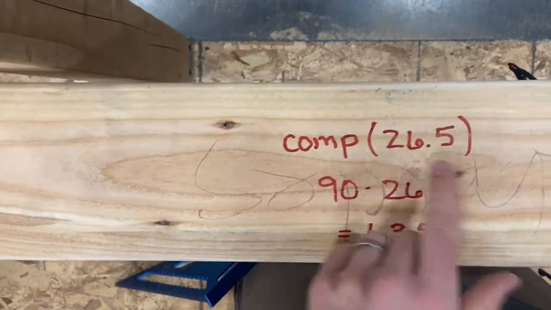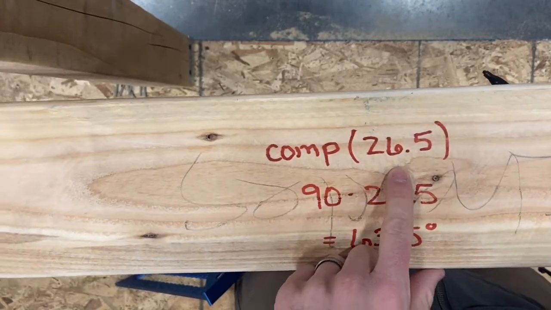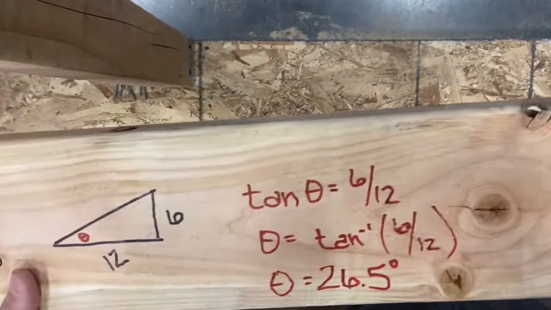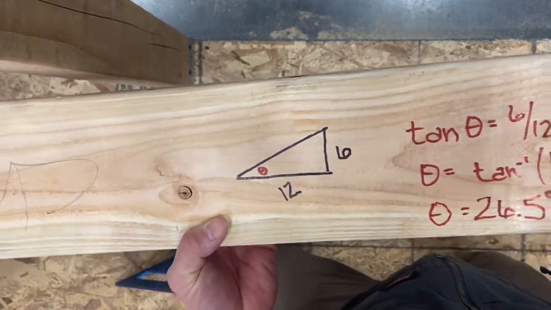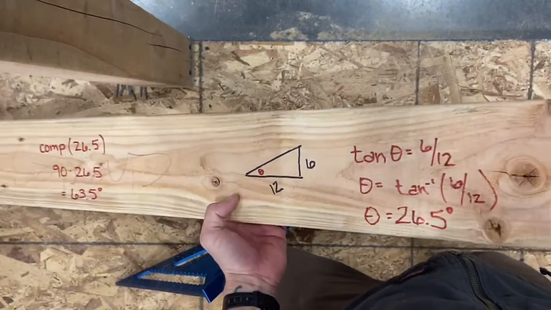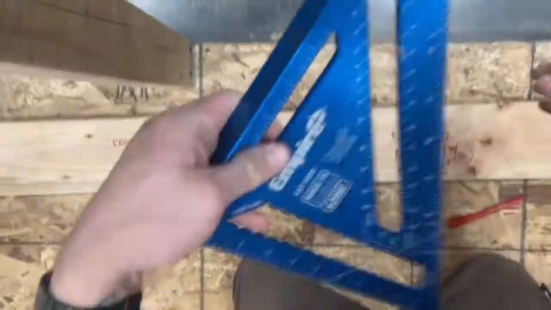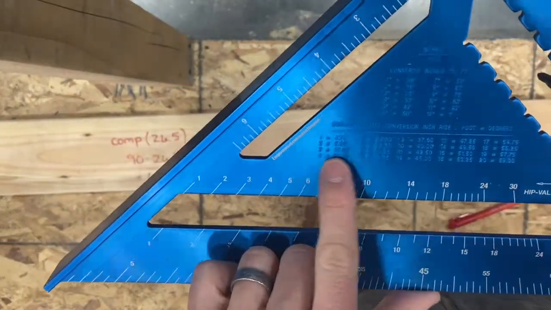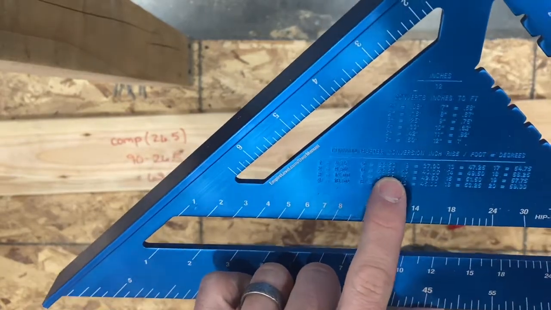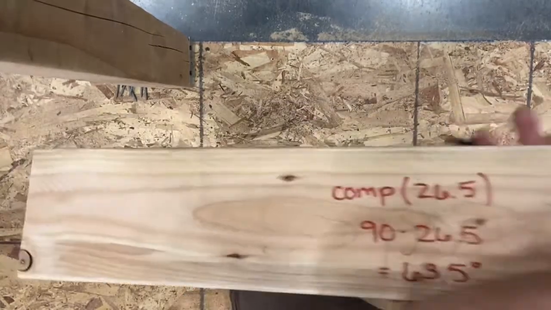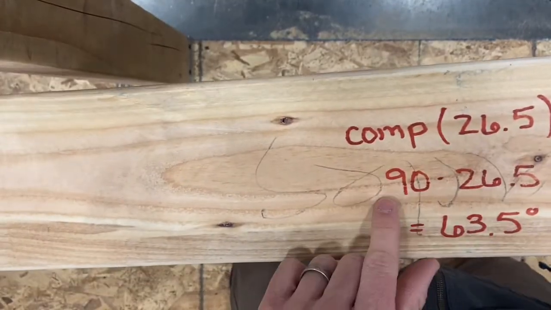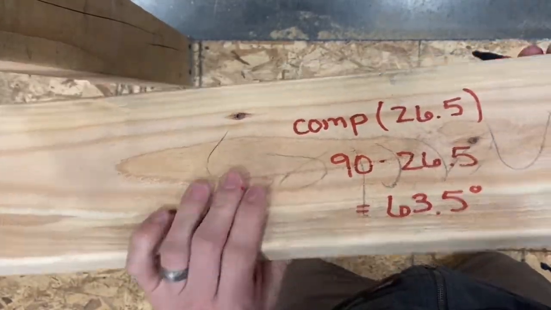I know that a 6 and 12 pitch is 26.5 degrees. How do I know that? With a little bit of trigonometry. I've got a 6-inch rise, a 12-inch run, and my inverse tan tells me that it's 26.5 degrees. And by the way, all of those values are marked on my rafter square here too: a 6-inch pitch, 26.5 degrees. So I know that the complement of 26.5 degrees is 63.5 degrees.